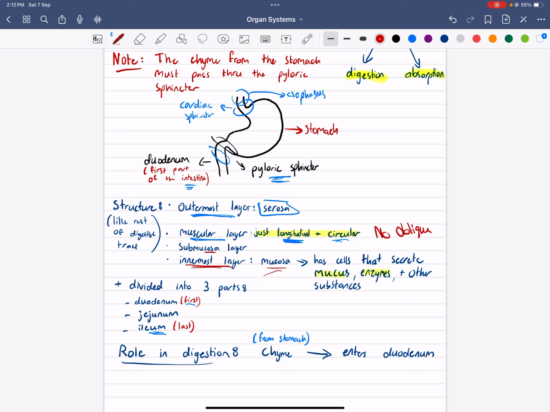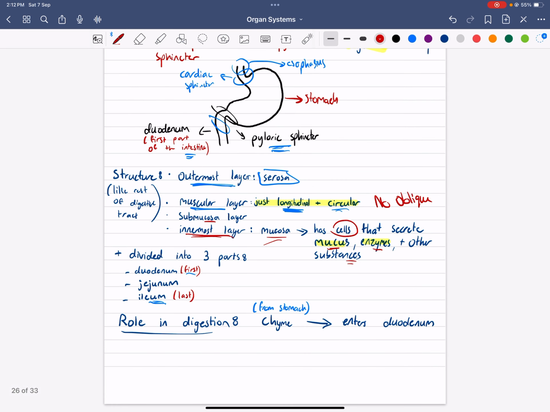And again, it has cells that secrete mucus, enzymes, and other substances. And now we're going to be looking at those other substances and the enzymes that are released. So what is the role of the small intestine in digestion? It receives chyme from the stomach and it enters the duodenum.